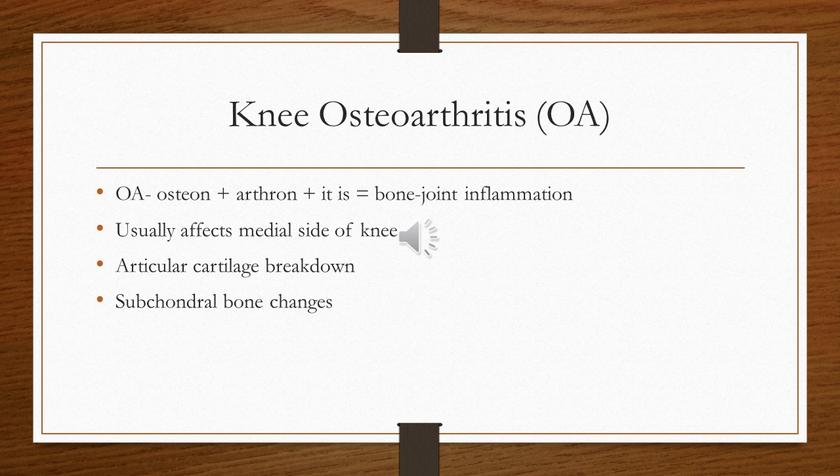Osteoarthritis comes from the words osteon, arthron, and itis, meaning bone joint inflammation. This usually affects the medial side of the knee and is defined as the progression of articular cartilage loss due to extracellular matrix degradation, bone sclerosis of the subchondral bone, osteophyte formation, and other joint problems like synovitis occasionally.